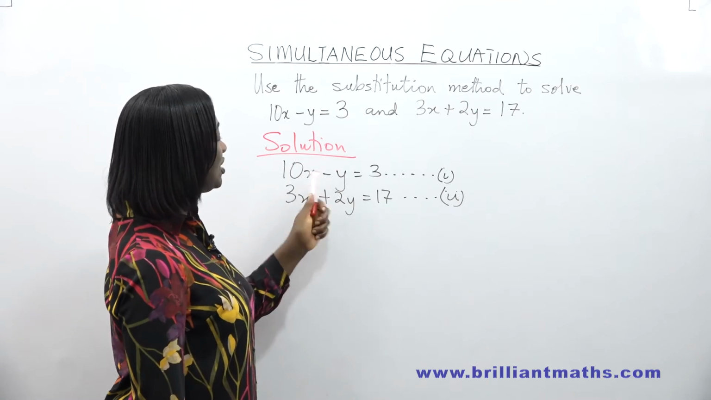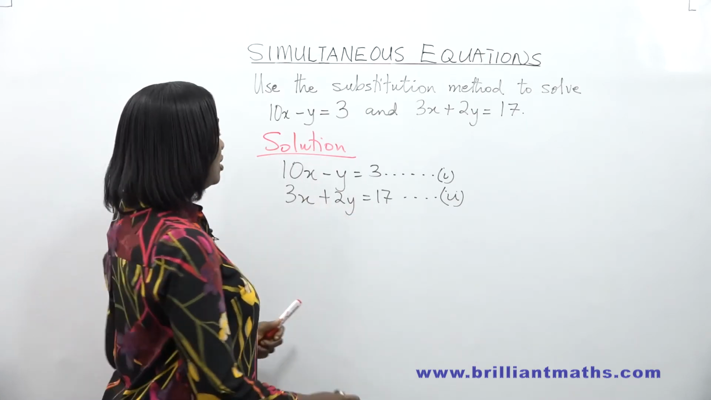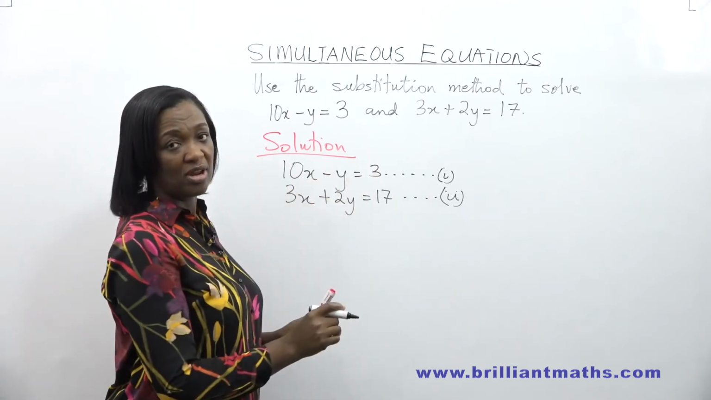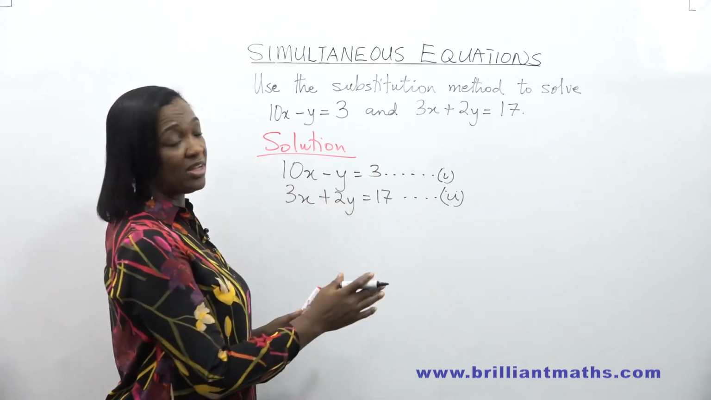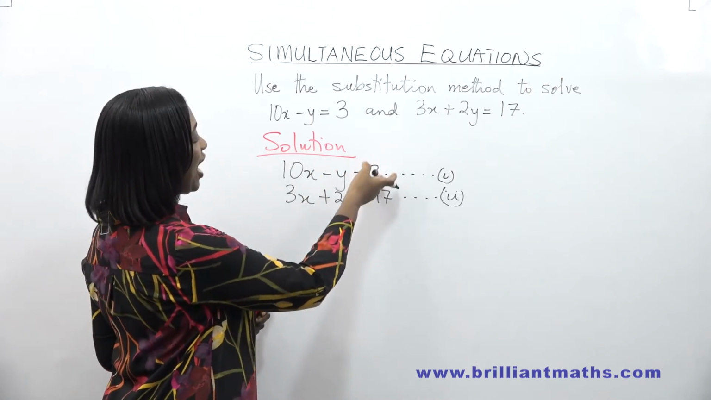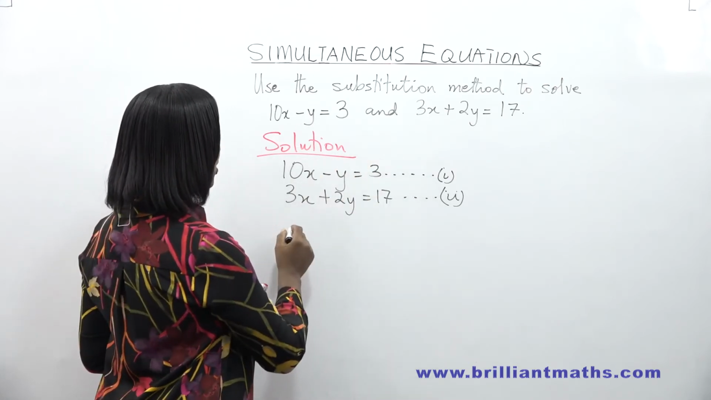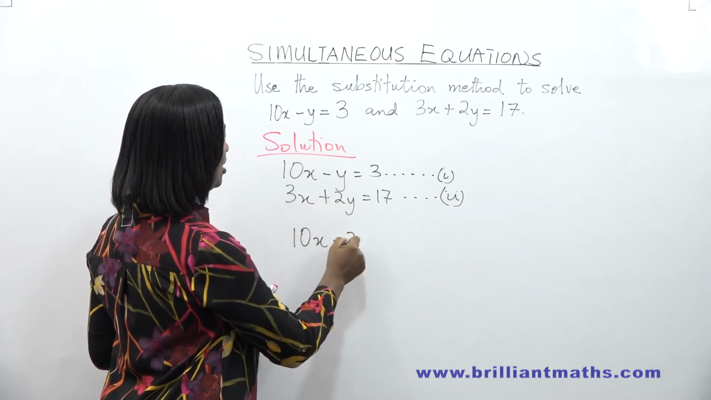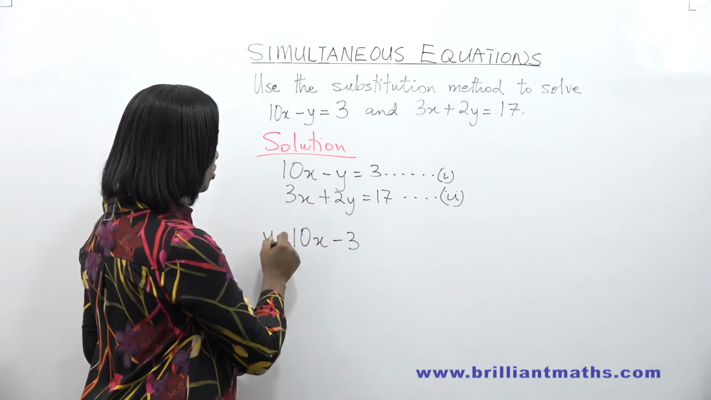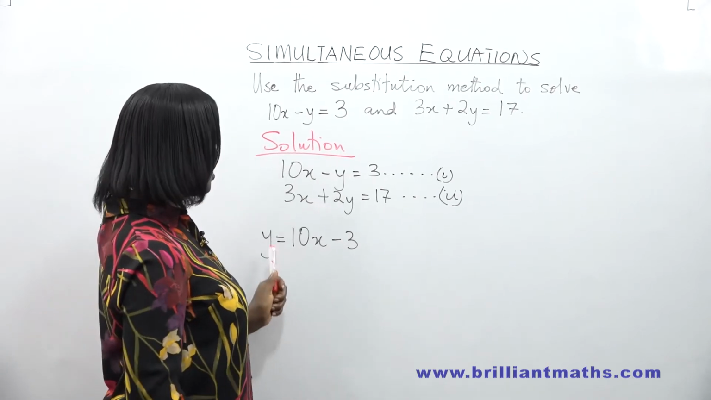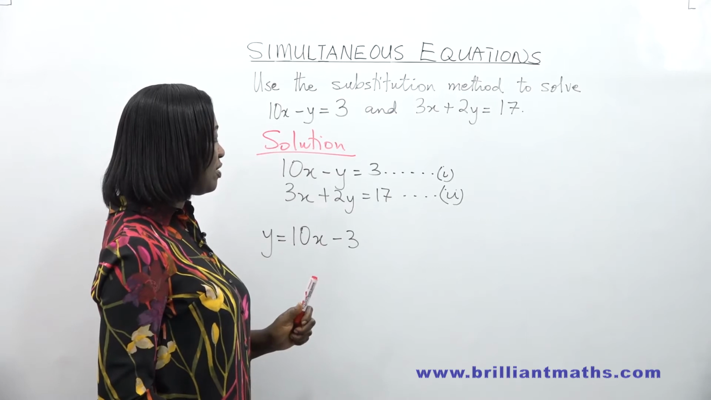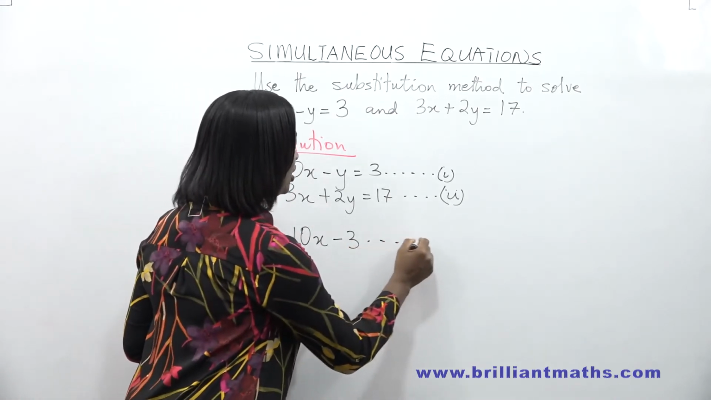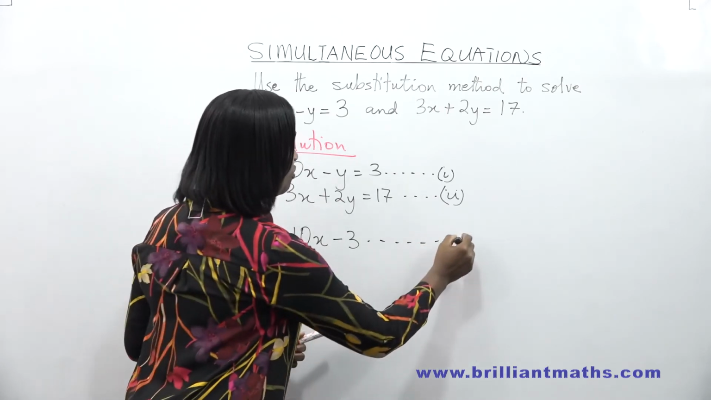Let's make y the subject in equation 1. So we have 10x minus y is equal to 3. We'll need positive y, so let's take y to the right-hand side and bring 3 to the left. So we have 10x minus 3, and that's actually equal to y. So y is equal to 10x minus 3. We'll substitute this value of y into the second equation. So we are calling this our equation 3.